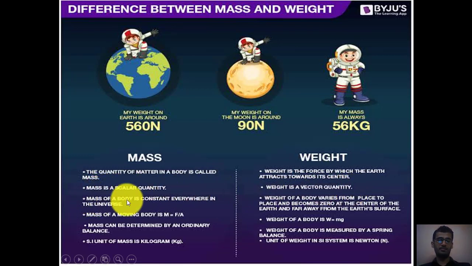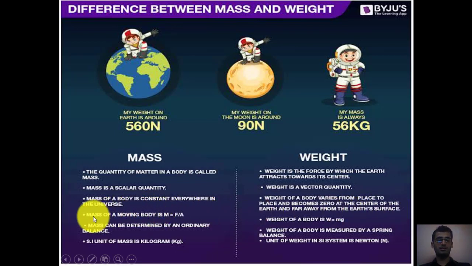Mass of a body is constant everywhere in the universe. As we know, this is the amount of matter contained by the body, so it will not change anywhere in the universe. Wherever we check the mass of an object, it will be same. But weight of the body varies from place to place and becomes zero at the center of the earth and far away from the earth's surface.